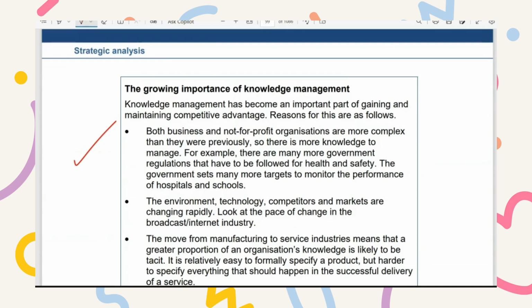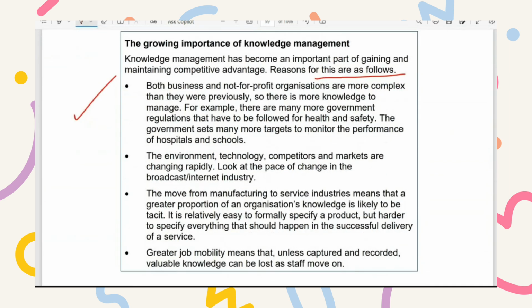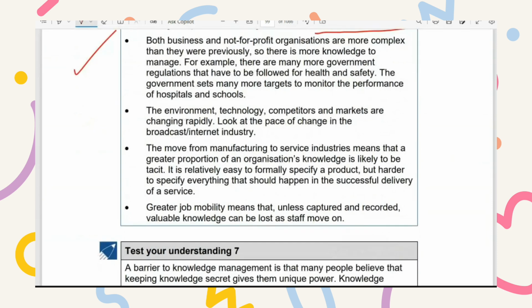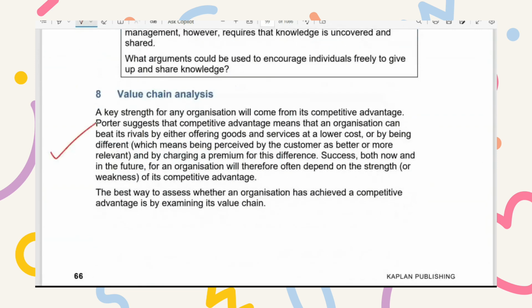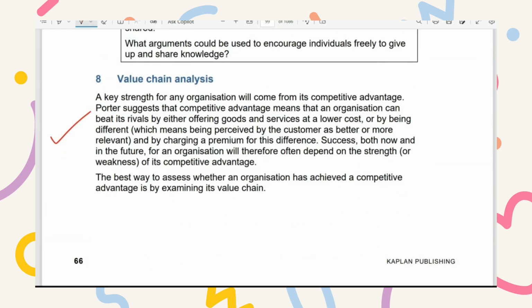This is a very good bit. Knowledge management has become an important part of gaining and maintaining competitive advantage. The reasons for this are as follows. So knowledge is a key. You have to be informative. You should have knowledge of each product, each facility, each service, how it will be delivered, and how it is maintained.